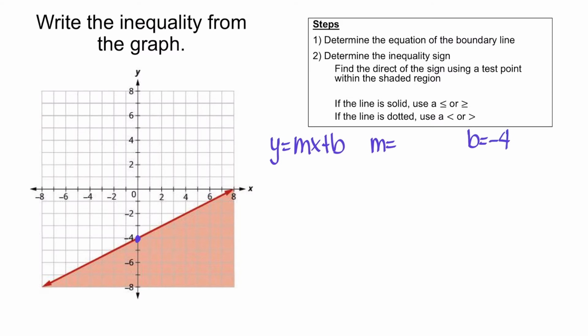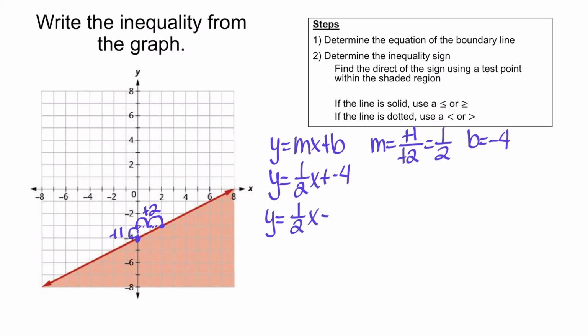Now we need to figure out the value of m, which is the slope. To figure out the slope, I need to pick 2 points that are on this line. So if we pick 2 points on this line, the path between the 2 points will be from here to here. So I go up 1, which is +1, and then I go right 2, which is +2. So the slope will be +1 over +2, which equals 1/2. So if I write this as an equation, this will be y equals 1/2 x plus -4, which is basically y equals 1/2 x minus 4.